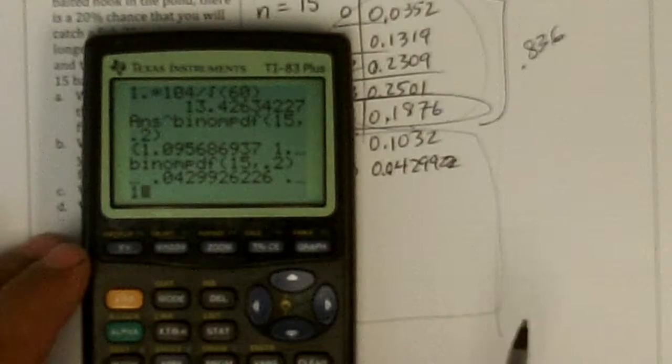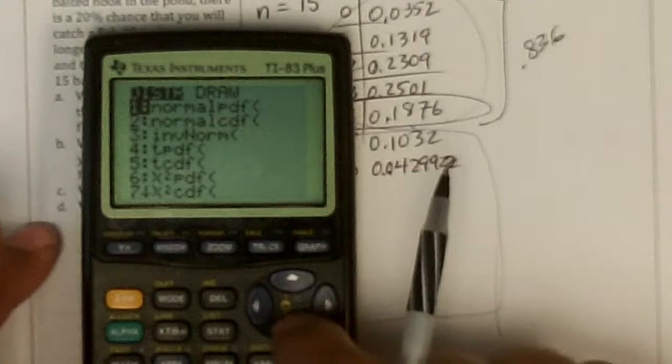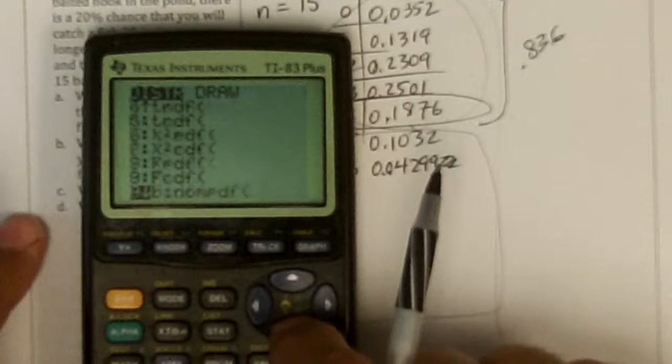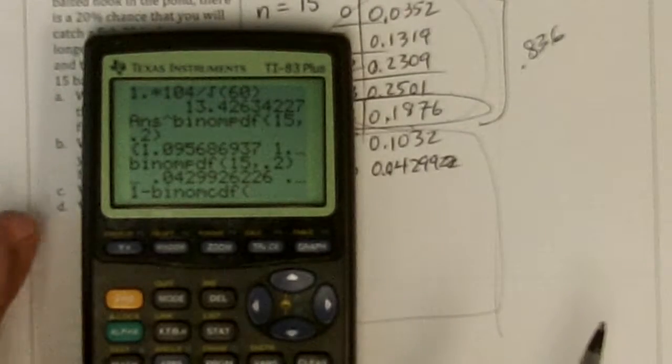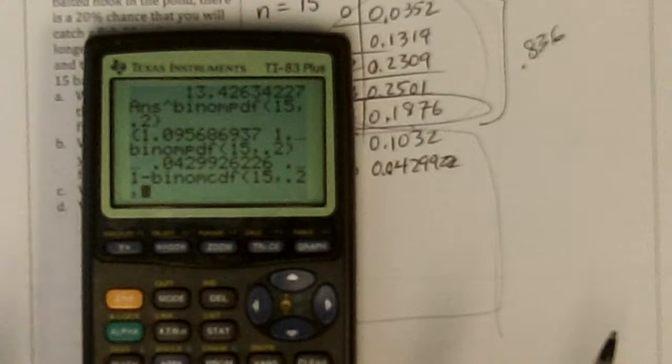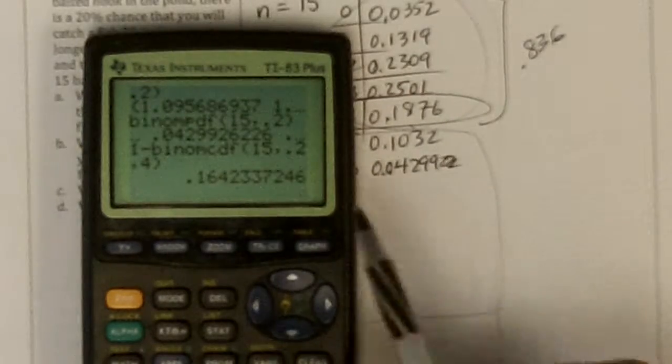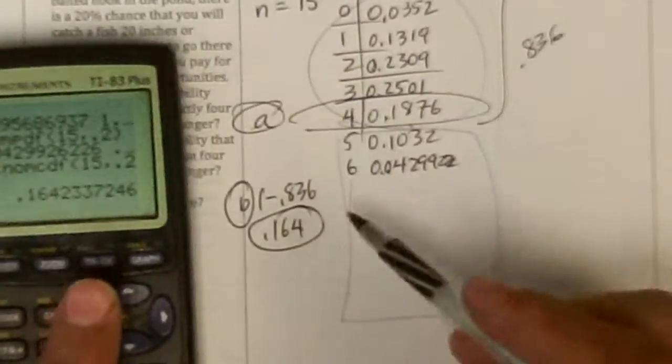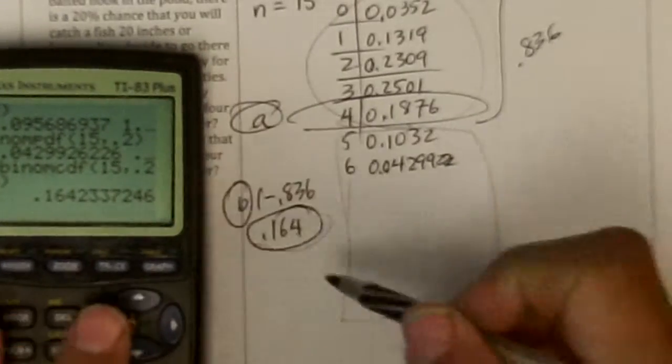Now I could also do that on the calculator. 1 minus, add up. So now I'm going to do binomial cumulative, with 15 trials, comma, 0.2 success, comma, add up through 4, and that's what the cum does, I get 0.1642, which is close enough.